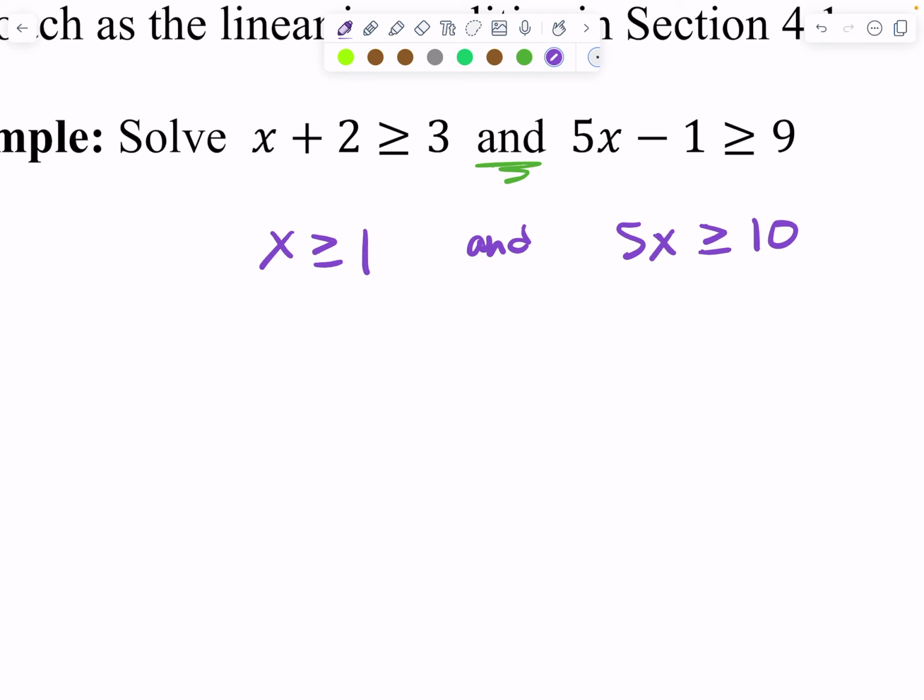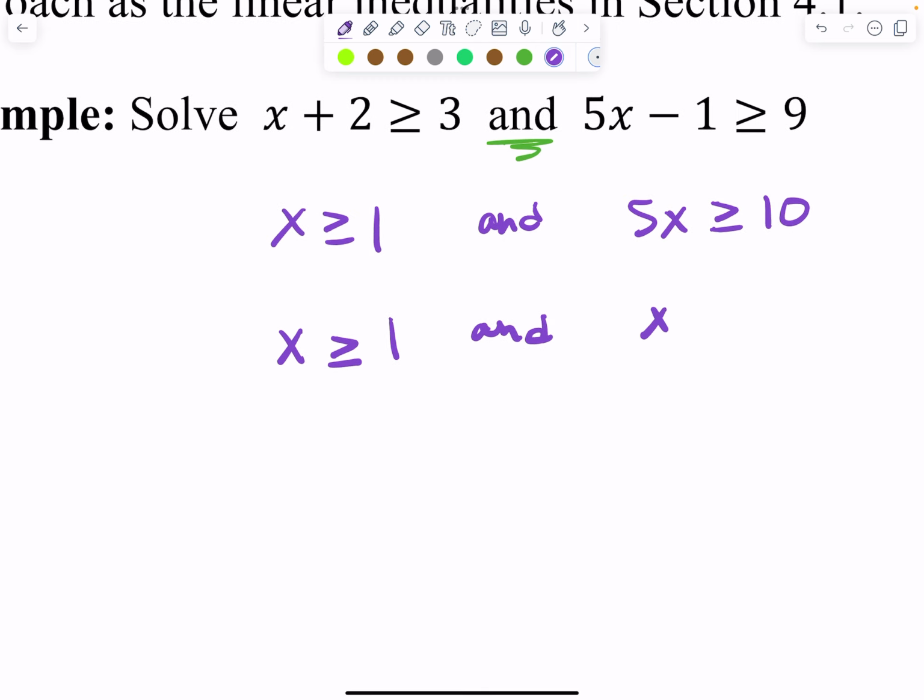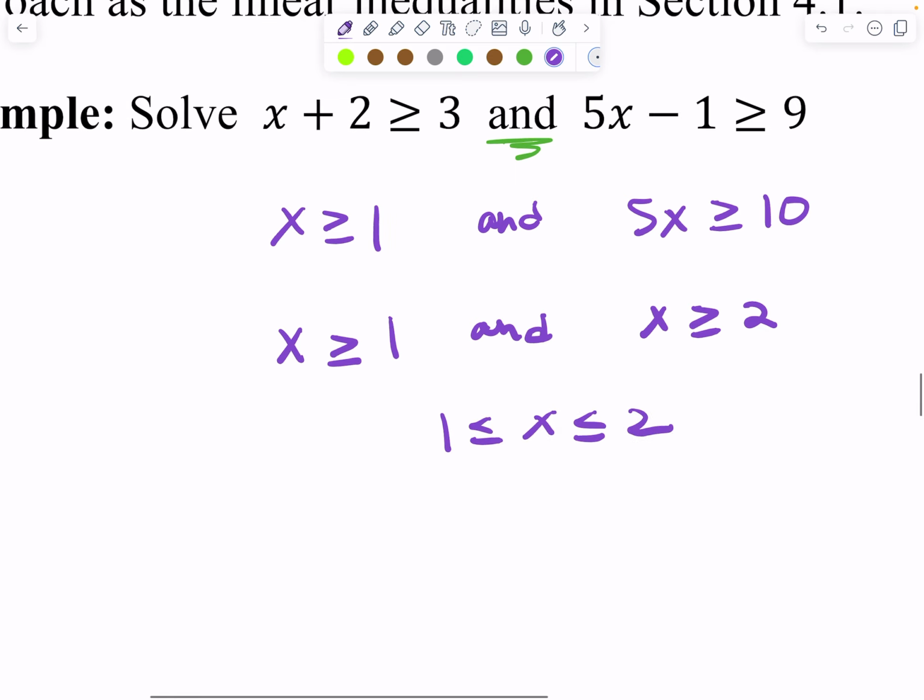So we get 5x is greater than or equal to 10. And then notice x greater than or equal to 1, we don't have any more work to do on. But over here at the 5x is greater than or equal to 10, we do have to think about dividing by 5 on each side of the inequality to get x is greater than or equal to 2. So at this point, you could rewrite this statement in the more compact form of the inequality.